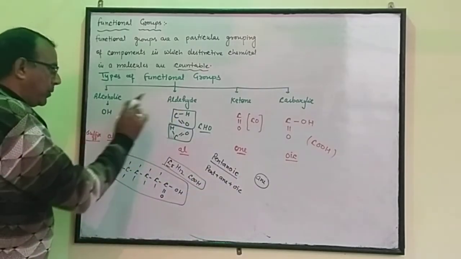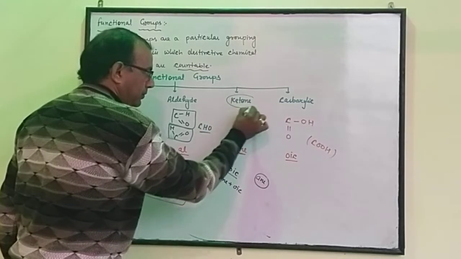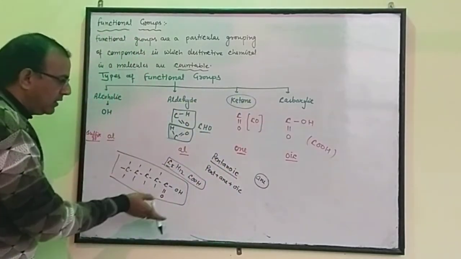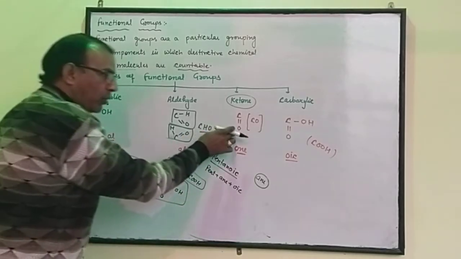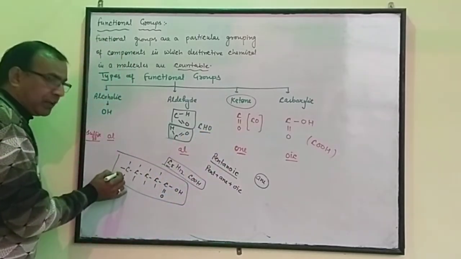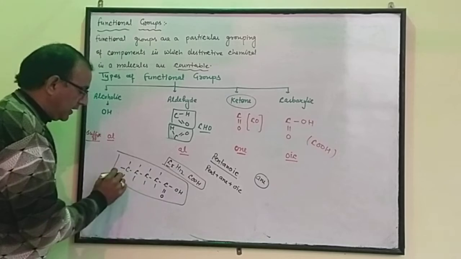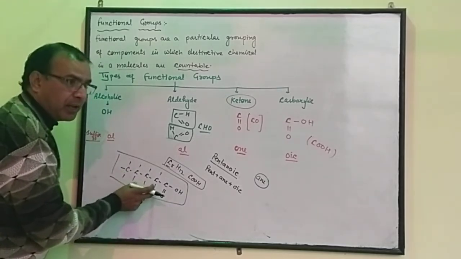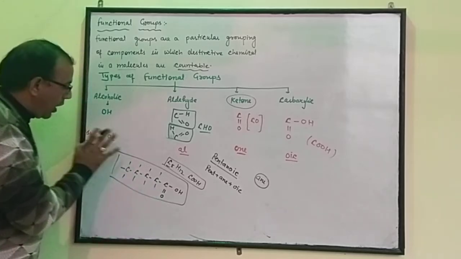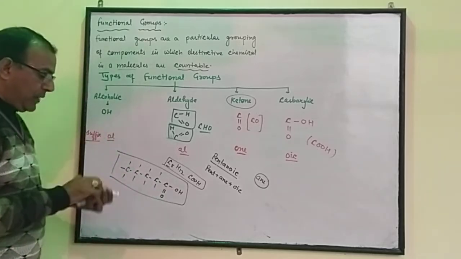All functional groups except ketone are attached at the last end. But ketone is attached neither at the initial nor the last point. It may be attached in the middle of the carbon compound. How can we draw it? Again, listen. We have methane.